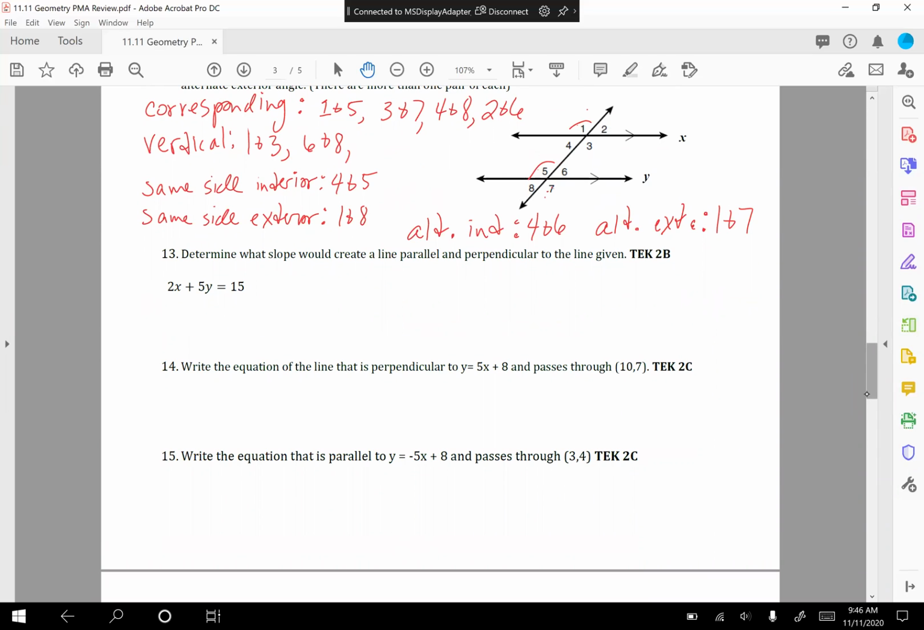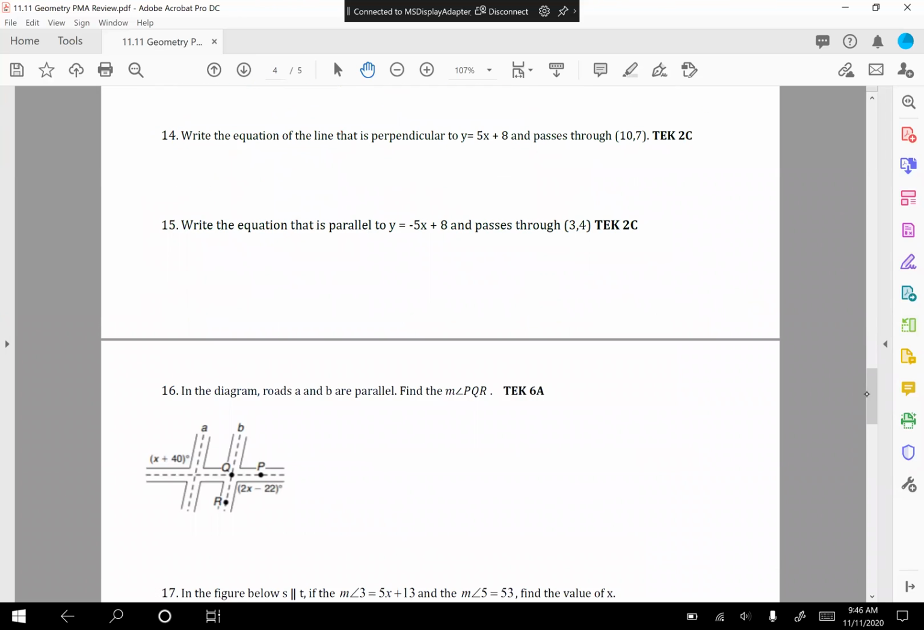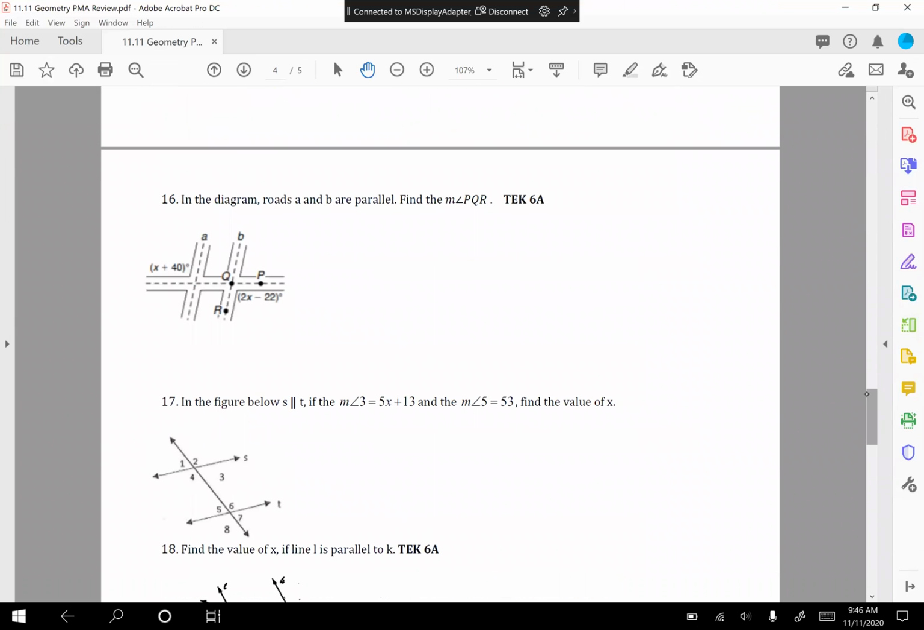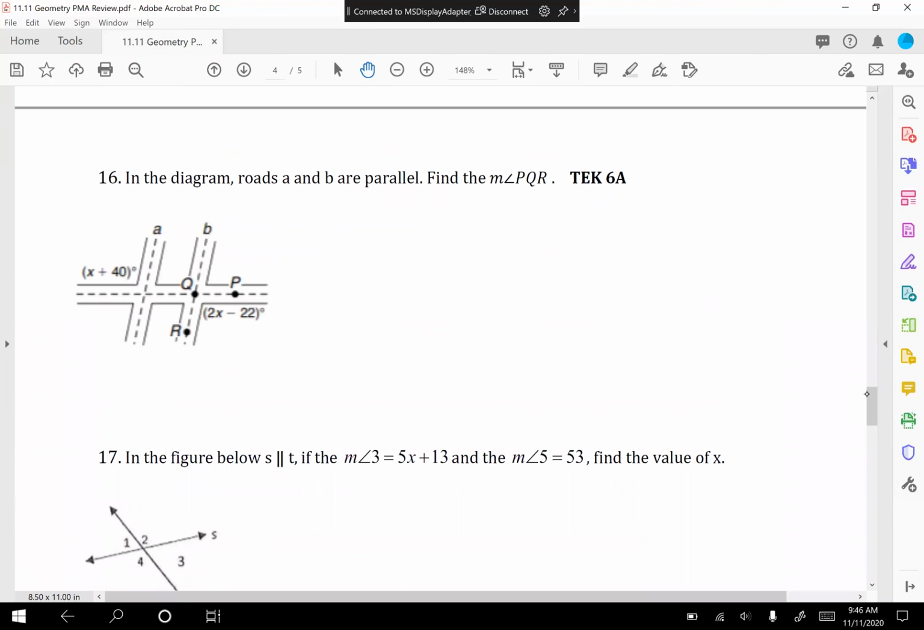Now I'm gonna skip a couple problems. We're gonna come back to these, okay? But I'm gonna find the other ones that deal with parallel lines cut by a transversal. So we're thinking of the same thoughts, okay? So let's go to number 16. Okay, we're gonna look at number 16. It's on the next page.